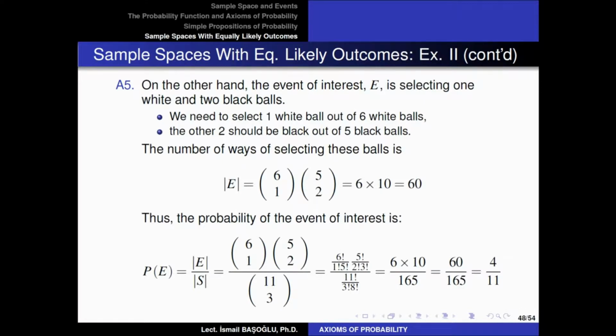So you see, in this question, we have used the understanding of the sample spaces with equally likely outcomes, assuming that when you select randomly 3 balls, any kind of outcome would have the same chances. And we have also used the concepts that we have learned in the combinatorial analysis chapter to count the number of outcomes in the sample space and the number of outcomes in the event of interest.